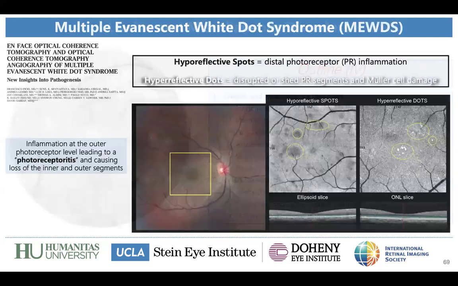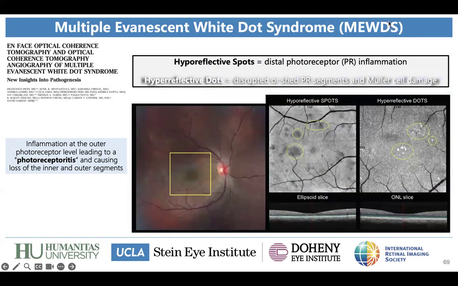An example of an OCT angiography-associated application is MEWDS, multiple evanescent white dot syndrome. In this inflammatory disorder, which is usually idiopathic, we can visualize the presence of hyperreflective spots and hyperreflective dots. The spots are thought to be related to a more distal photoreceptor inflammation. And it's for this reason that MEWDS was considered to be a photoreceptoritis, so an inflammation of the photoreceptors.